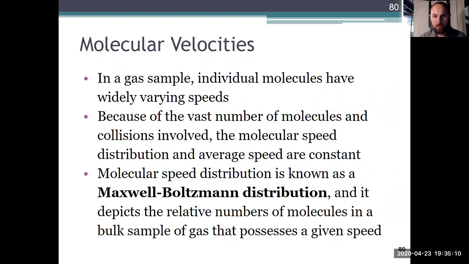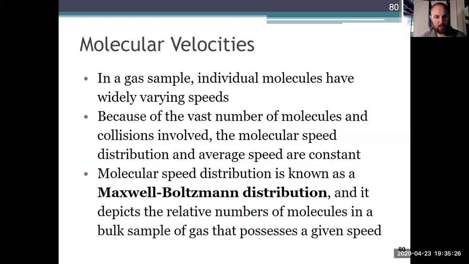So they're kind of a representative of the sample. And that distribution of molecular speed is known as the Maxwell-Boltzmann distribution. And as we've kind of alluded to already, it depicts the relative number of molecules in a bulk sample of gas with a given speed.